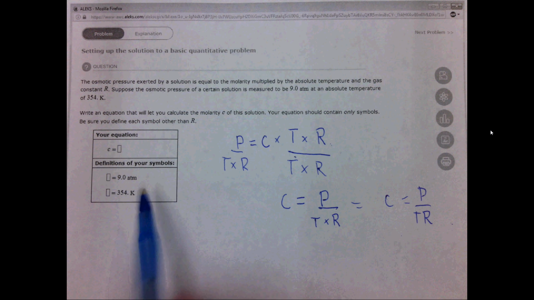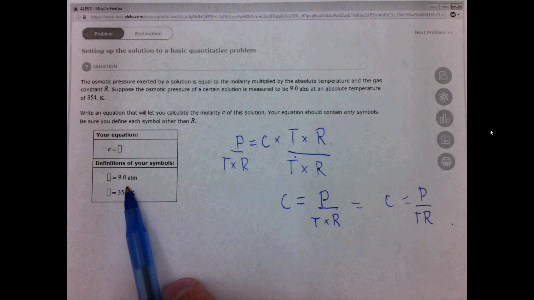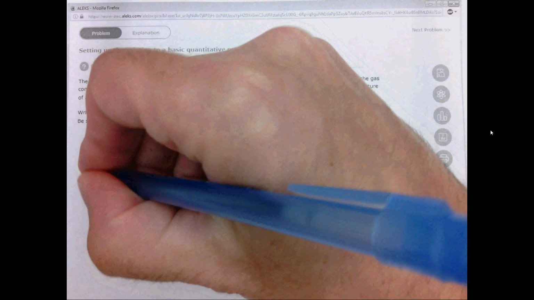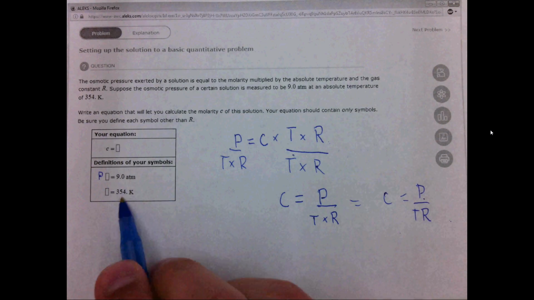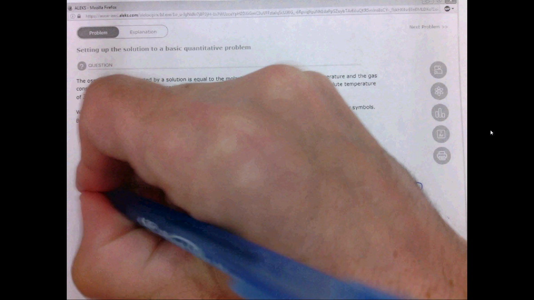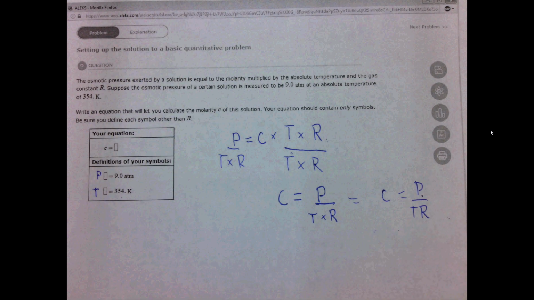Now we need to define each variable. Well, 9.0 atmospheres is the osmotic pressure, which we defined as variable P. And 354 K is the temperature, which we defined as variable T.